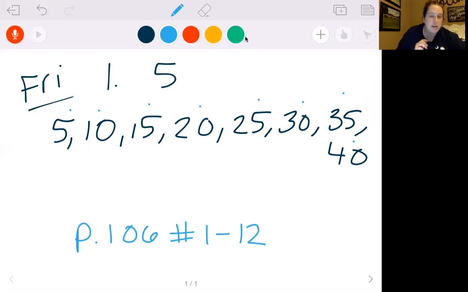For number 2, you're going to do 7 times 1, 7 times 2, 7 times 3, all the way up to 7 times 8. And that's what you're going to do for all of them. It is really easy, okay? So this is what you're going to do today.